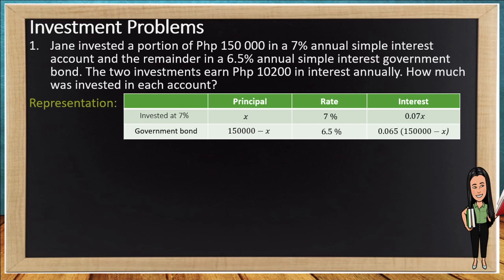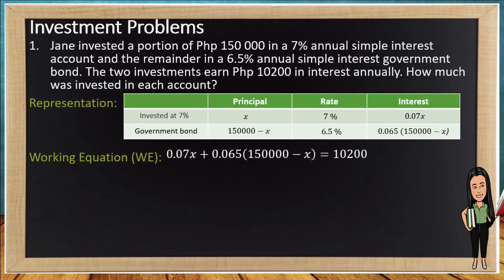Yun yung representation natin. According to the question, the two investments earn 10,200 in interest annually. Dun sa table natin, meron tayong assigned column for interest. So, yun lang yung gagamitin natin kasi yun yung binabanggit sa question. So, we add the two interests, 0.07x plus 0.065 times quantity 150,000 minus x, and that is equal to 10,200. That will be our working equation.